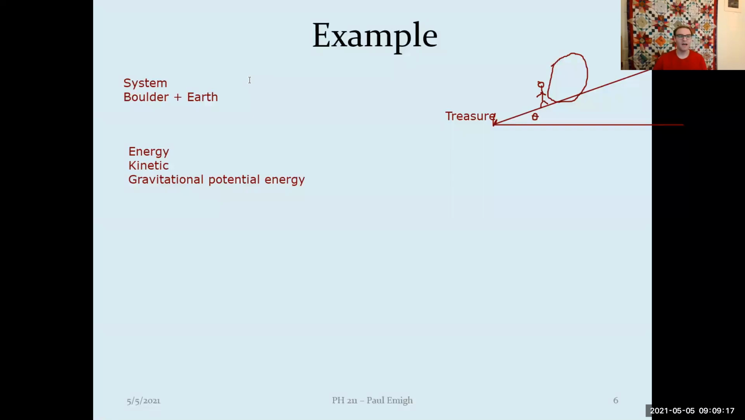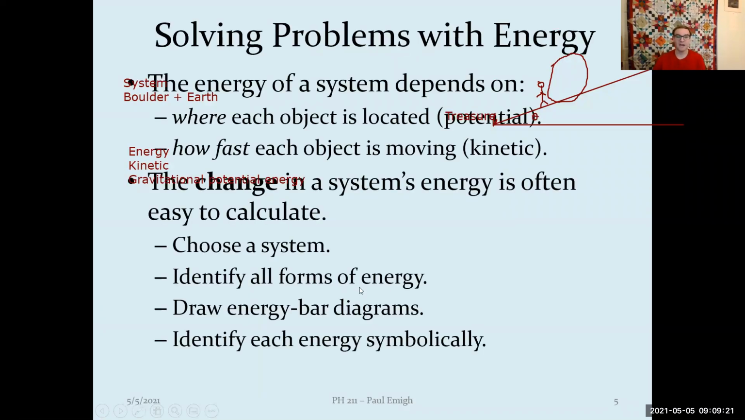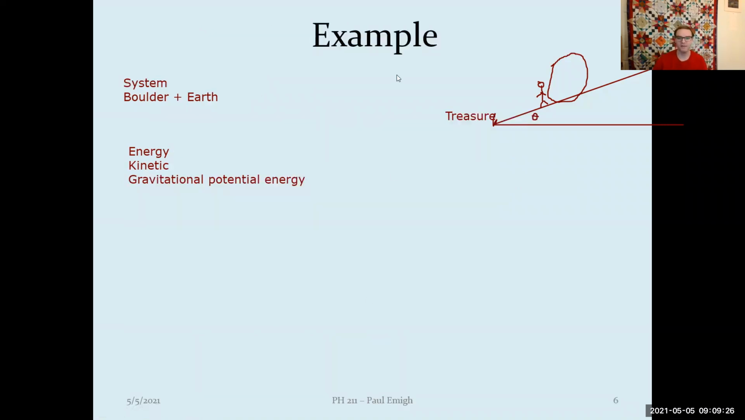When I do that, let me make sure I'm following all the steps here. So I've chosen a system. I've identified the forms of energy that I'm expecting to change in the system. I can draw some energy bar diagram. So I'm going to think about this as a before and after, right? So before and after.